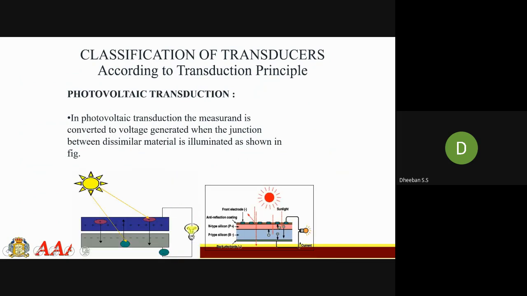Next is the photovoltaic transduction. In photovoltaic transduction, the measurand is converted to the voltage generated when the junction between dissimilar materials is illuminated. There will be two elements in the photovoltaic cell. Based upon the irradiation level, there will be a flow of electrons.